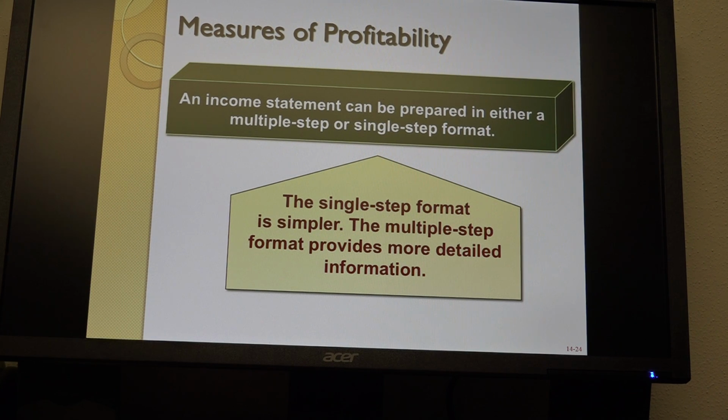The next type of ratios we want to look at are profitability ratios. And so here you're going to be looking at the income statement primarily. And note that income statements can be multiple step, usually are multiple step in the larger companies. Sometimes they can be a single step format, but many times the multiple step format is the one that's used.